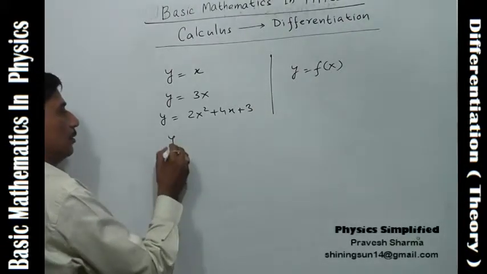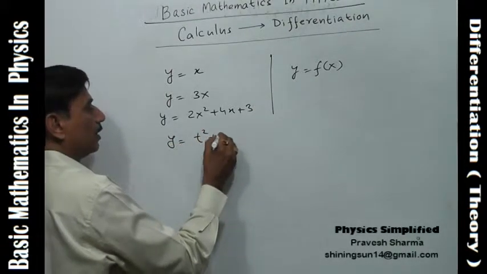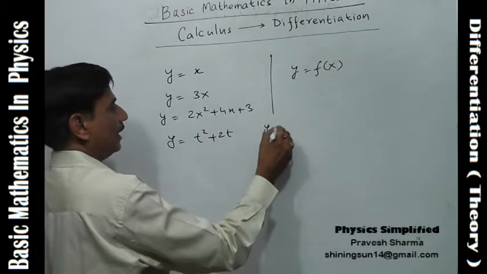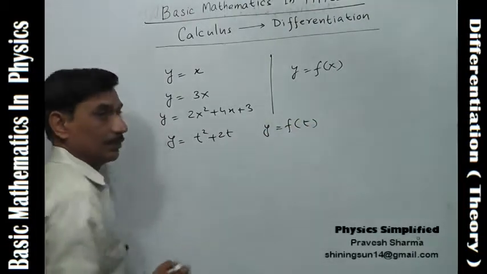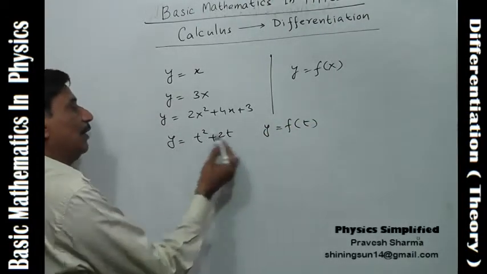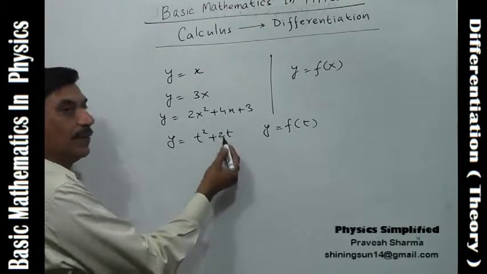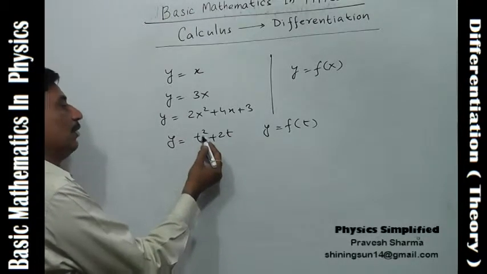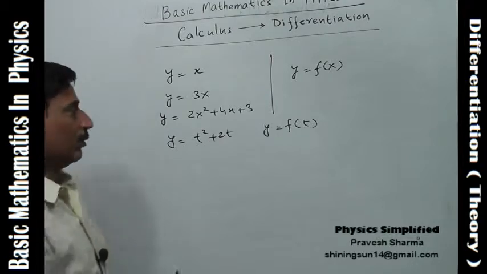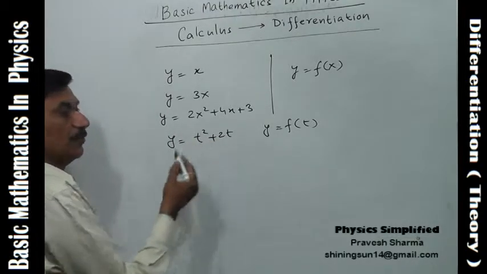I can also write y is equal to c squared plus 2c. Over here, y is a function of c. That is, the value of y is very much dependent on the value of c. As we change the value of c, the value of y is going to change. Or we say that y is a function of c.